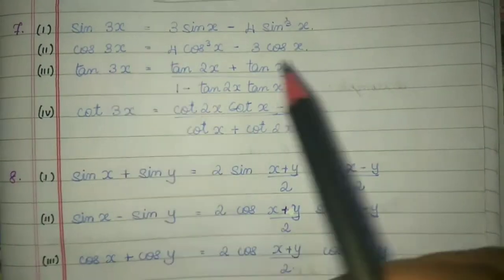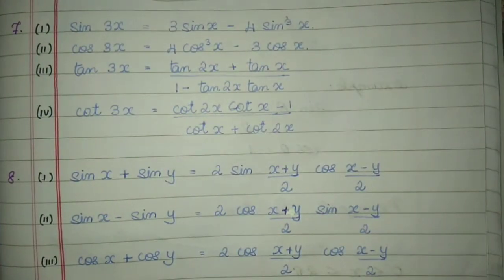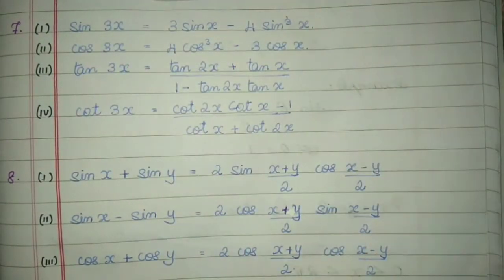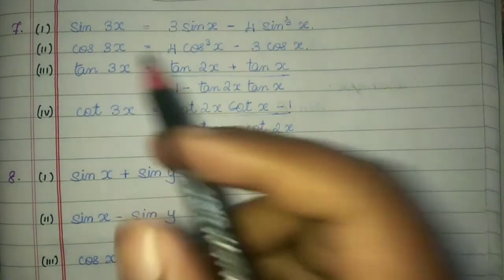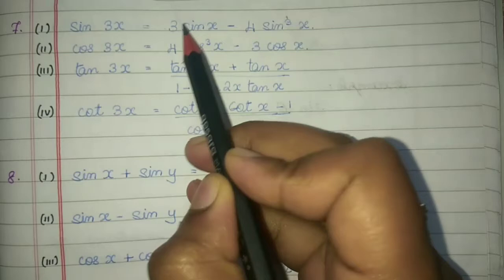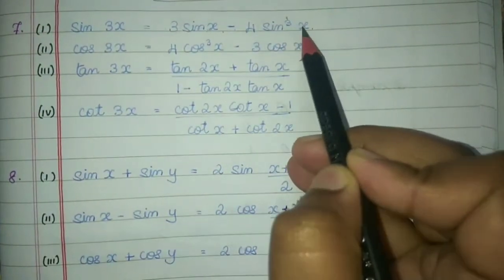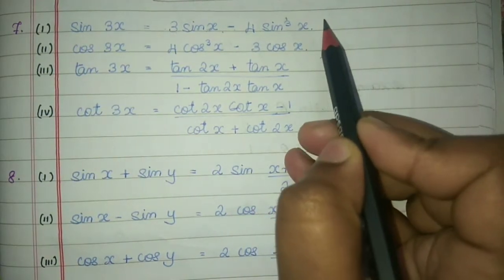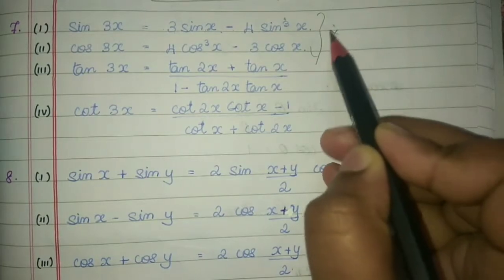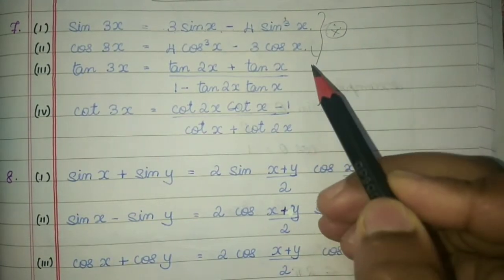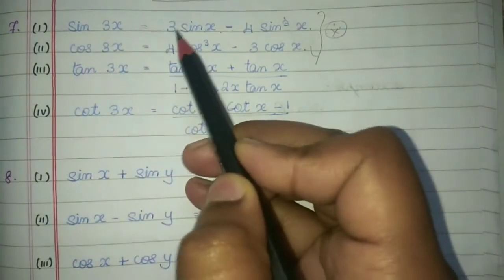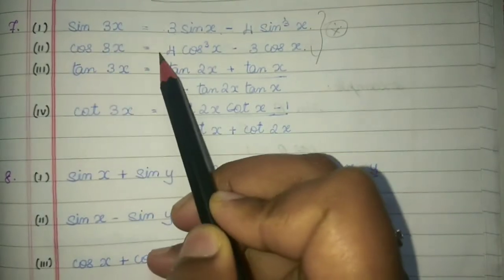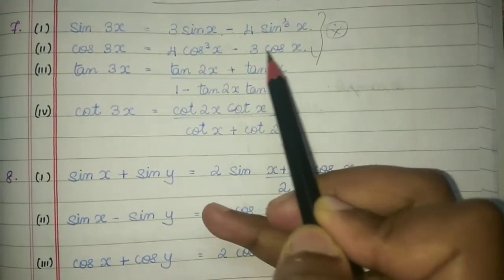Now let us see the seventh set of formulas. We learned sin 2x, cos 2x, tan 2x. So now here it is sin 3x. Sin 3x also you can just substitute as we did for sin 2x. So sin 3x is equal to 3 sin x minus 4 sin cube x. You have to remember this. These two are very important formulas where you have to know them. So sin 3x is equal to 3 sin x minus 4 sin cube x. Okay, so cos 3x is equal to 4 cos cube x minus 3 cos x.